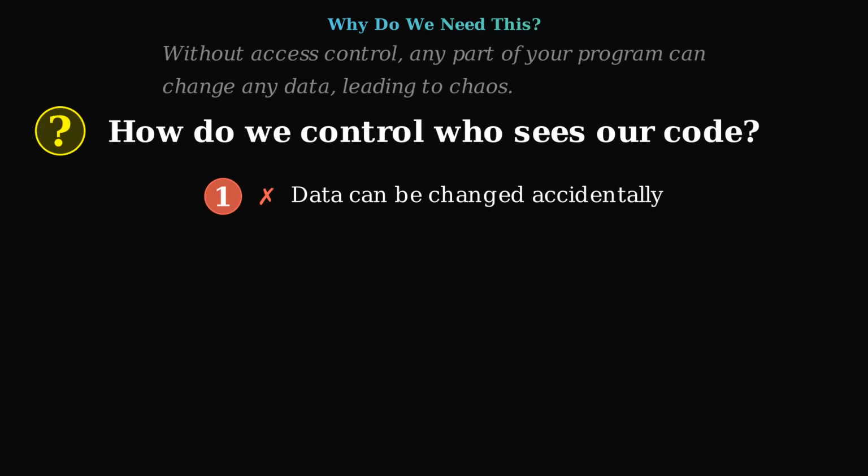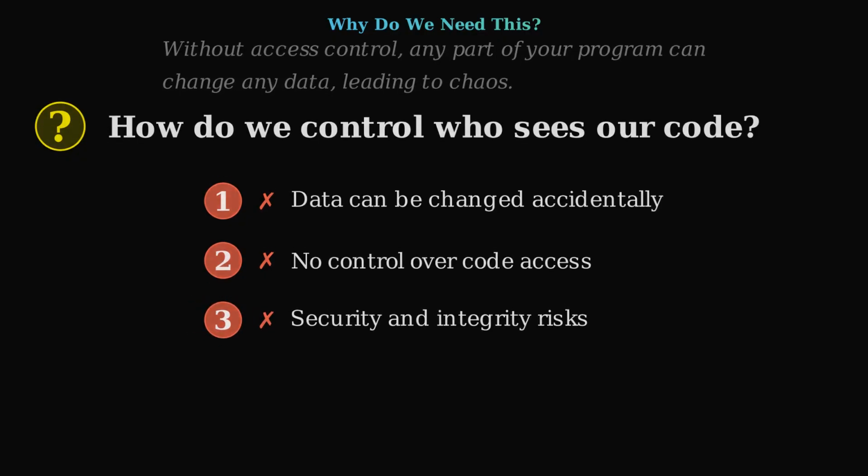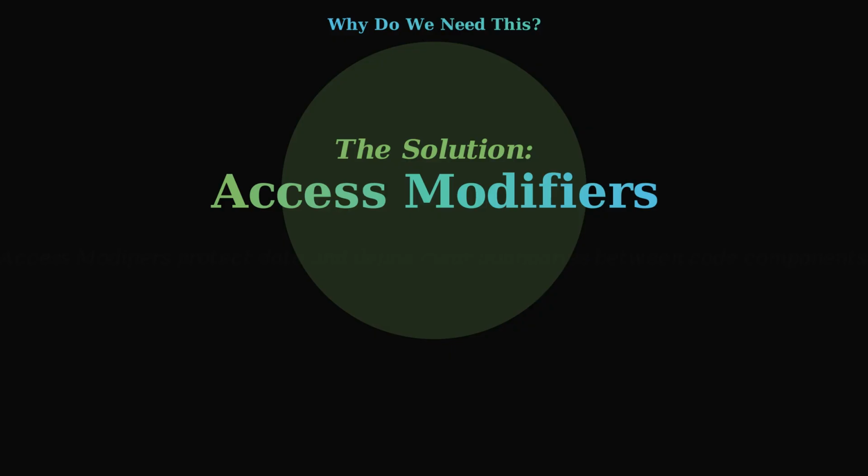Data can be changed accidentally. No control over code access. Security and integrity risks. Access modifiers protect data and define clear boundaries between code components.